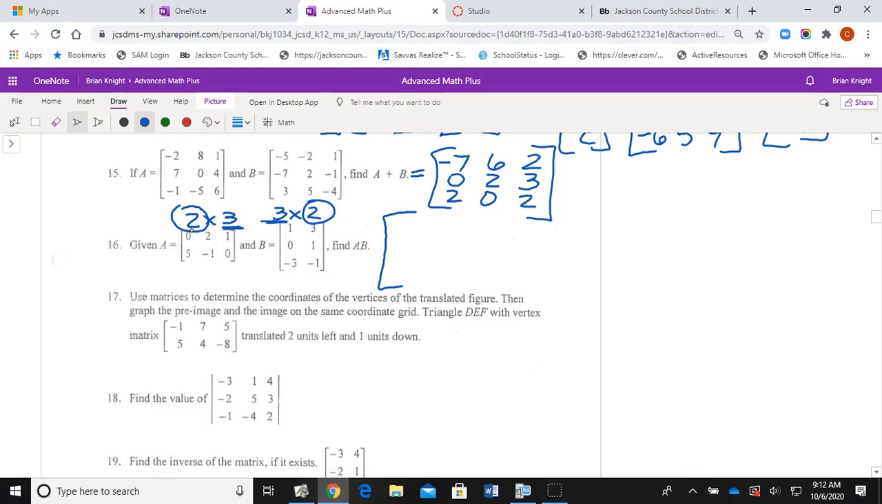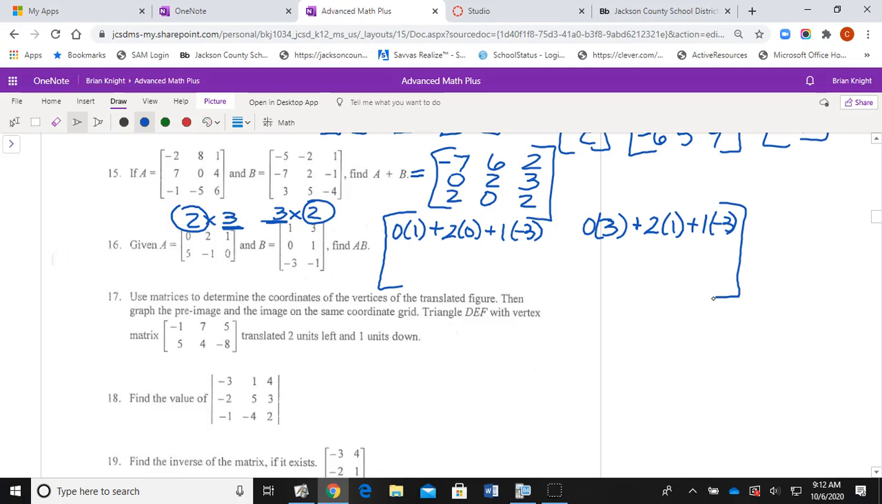If you have forgotten how to do it, we say 0 times 1 plus 2 times 0 plus 1 times -3. Row by column. Then we do that same row by the second column: 0 times 3 plus 2 times 1 plus 1 times -3.